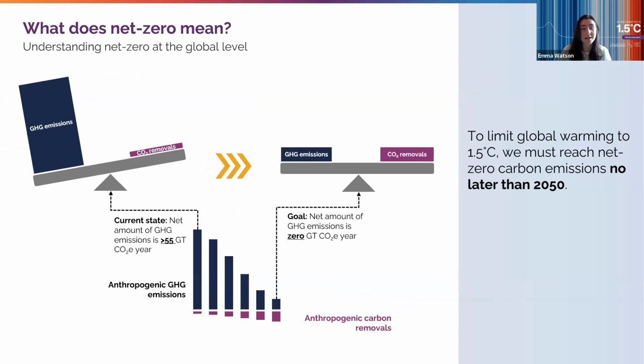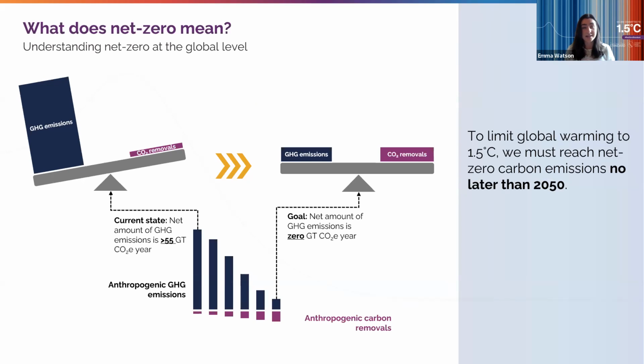So what we can see here on this slide is a depiction of the state that we're in. If you look at the left-hand side of the screen, you can see that greenhouse gas emissions are way over imbalanced by CO2 removals. And this is essentially, on a very high level, what is causing global climate change.